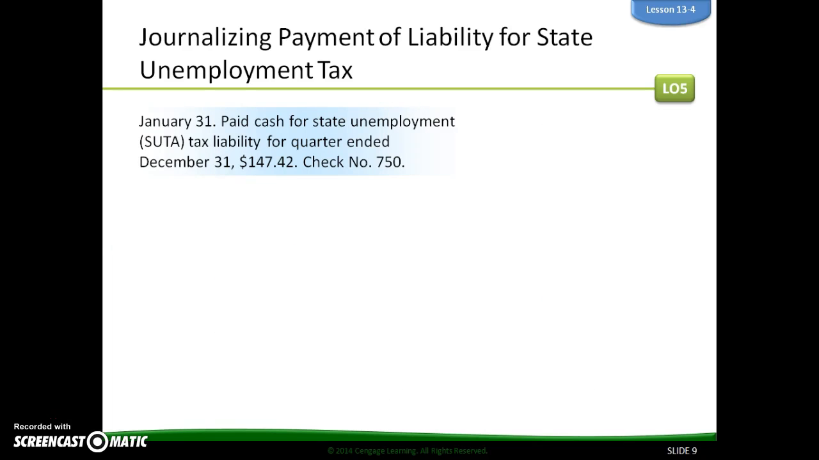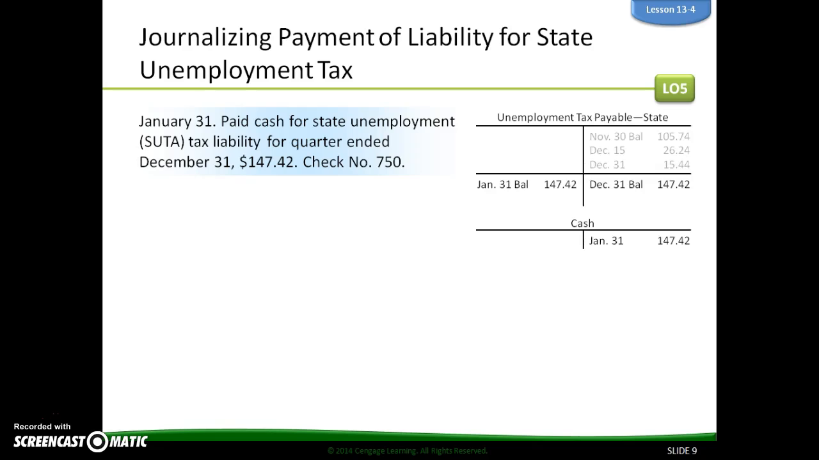We're going to go ahead and make sure that we also journalize the payment of the state unemployment tax. So you can see that there was a balance that we had with the responsibility for paying for November, and then we had our 2 payrolls in December. So as of January 31st, the state unemployment tax that we were responsible for paying was $147.42.